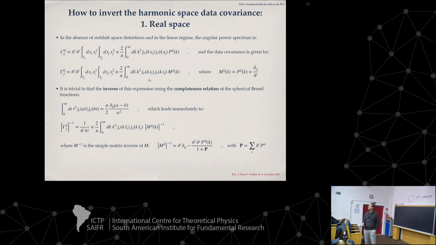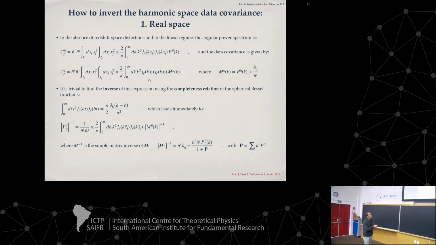So first I'll do the calculation in real space to show you that it's actually a very trivial thing to do. You can express the correlation function in this way when you transform into spherical harmonics. The radial part becomes the spherical Bessel functions. So basically, the data covariance here is given in terms of this simple Fourier-Bessel integral of this matrix M_ij, which is basically the power spectrum P_ij(k) with the shot noise term, which is this term here.